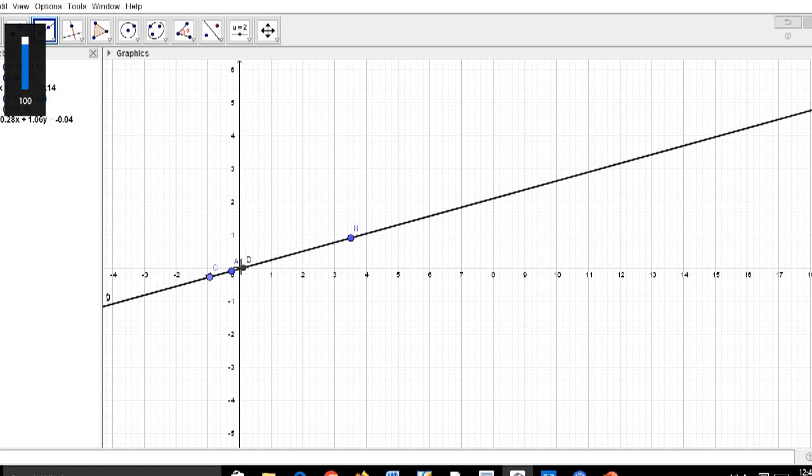But if it's on this other line, the line y equal to negative x, the coordinate will just change from (x, y) to (negative y, negative x), as you plot.